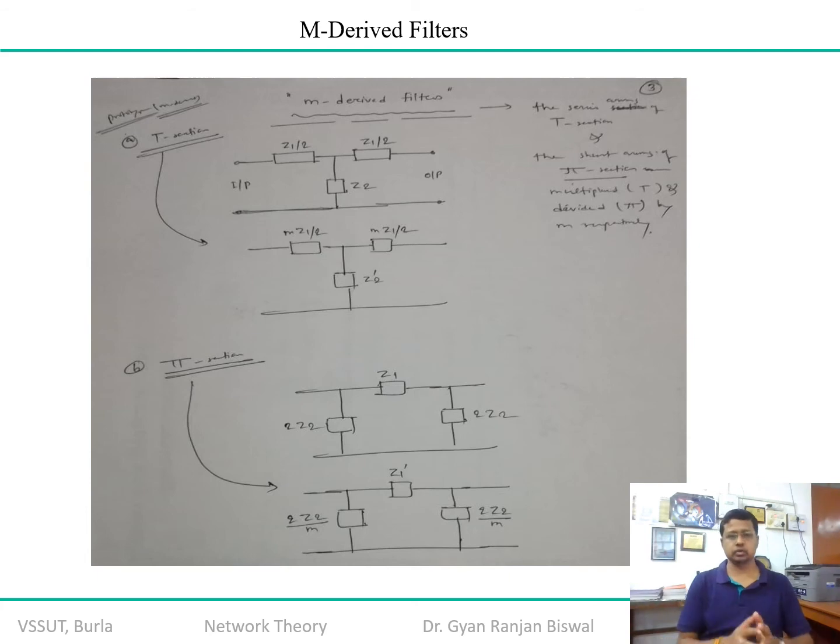It will be divided. So, to achieve the total amount of Z2 as in the T structure, here I require 2 Z2 and 2 Z2. So, both the 2 Z2 are divided by M, whereas Z1 is some other value. Remember that Z2 dash and Z1 dash represent some other numerical or symbolic representation, which is other than the Z2 or Z1.